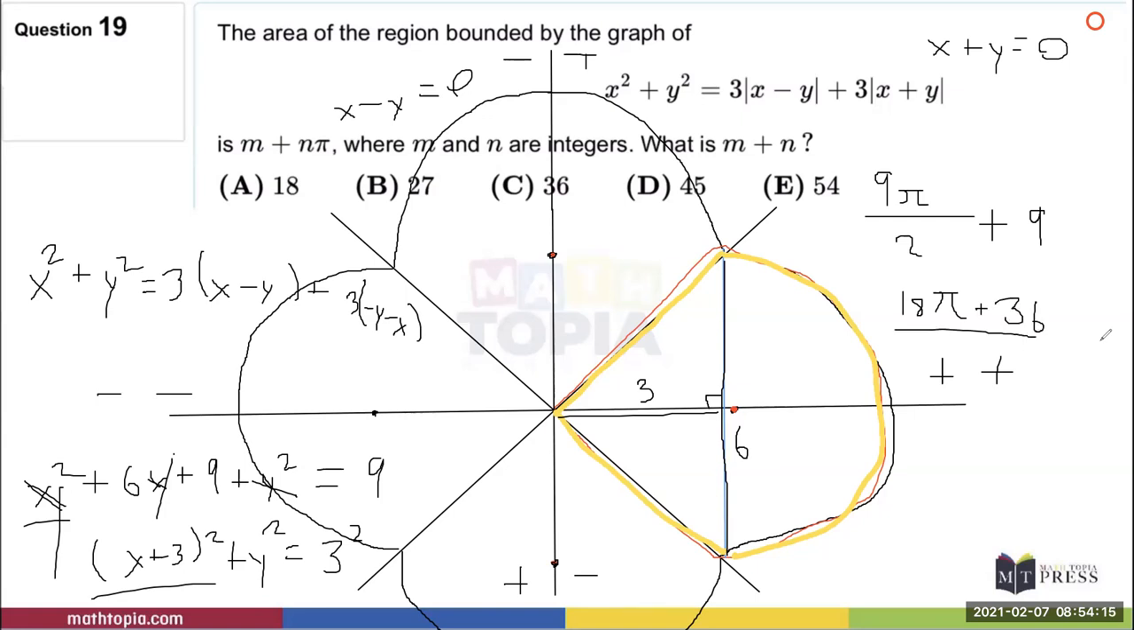So finally, we can go back here. This is what the area is, m plus n pi, and if we just add up m and n, we get 54.